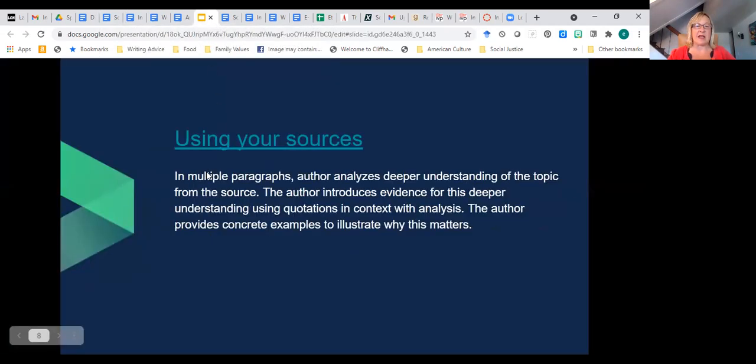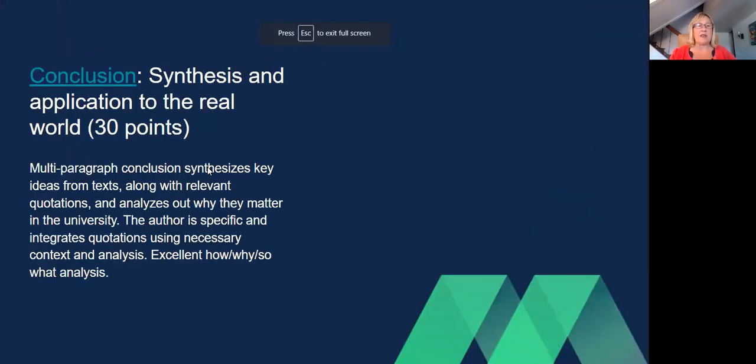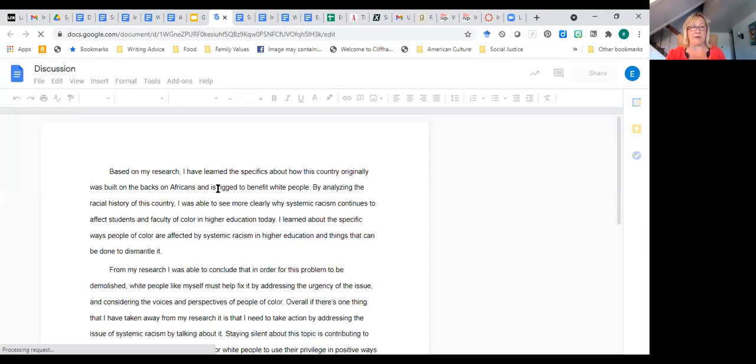Let's go back to the slide deck. The conclusion or discussion section is a synthesis and application to the real world. This is worth 15% of your grade or 30 points. Multiple paragraphs, synthesizing key ideas. The author is specific and integrates quotations using necessary context. Excellent how, why, so what analysis. The author has a good outline for this.